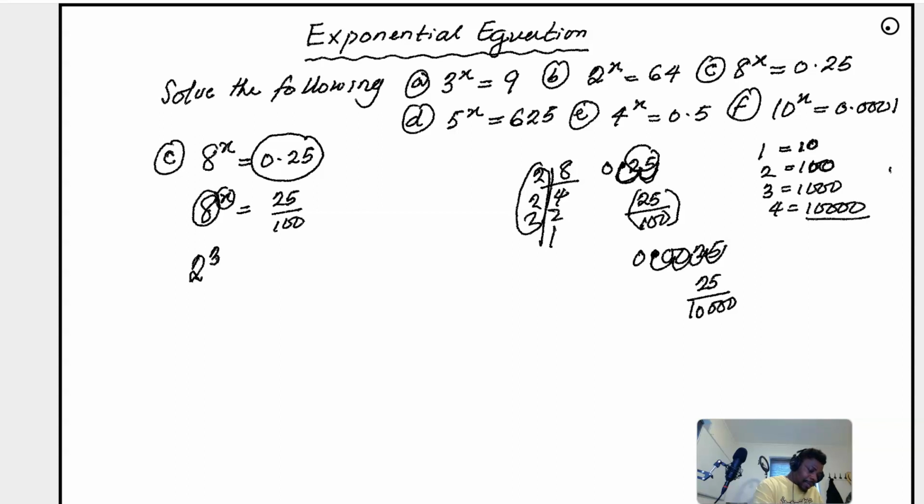Remember, there is x as power here. So I maintain x there. Is equal to, how many 25 can you get in 25? 1. How many 25 can you get in 100? 4. This is 1 over 4.